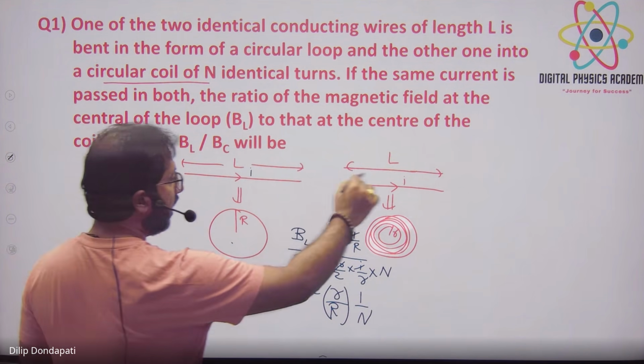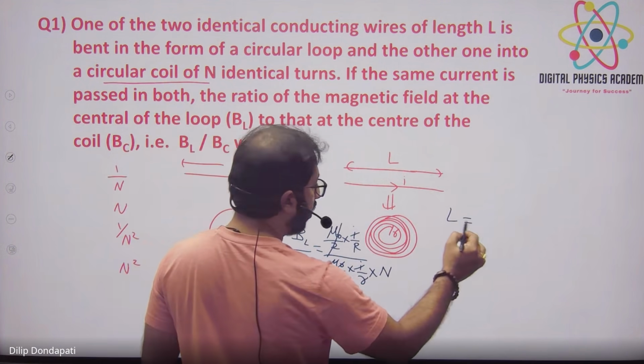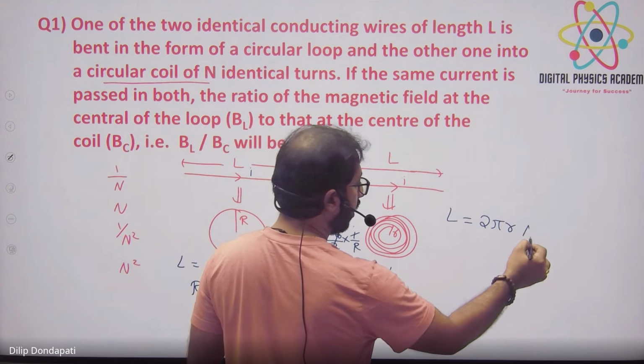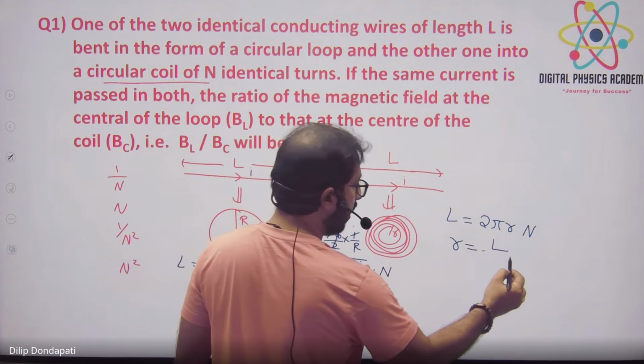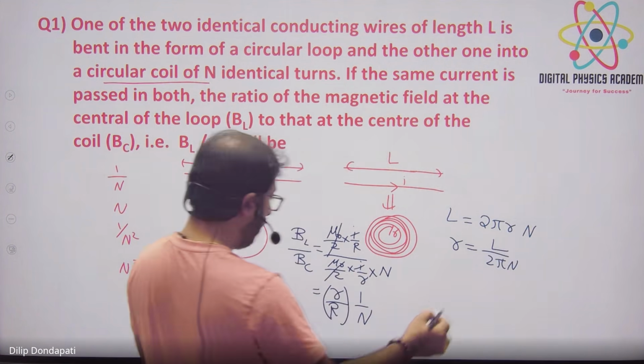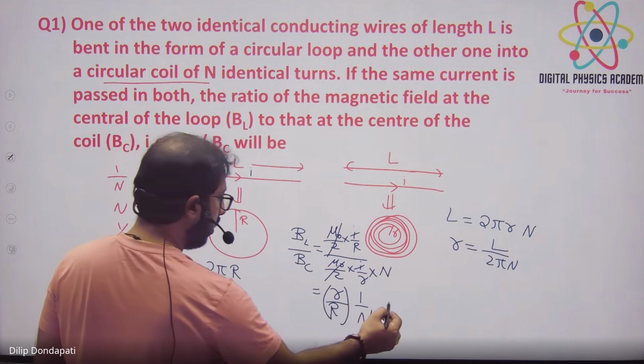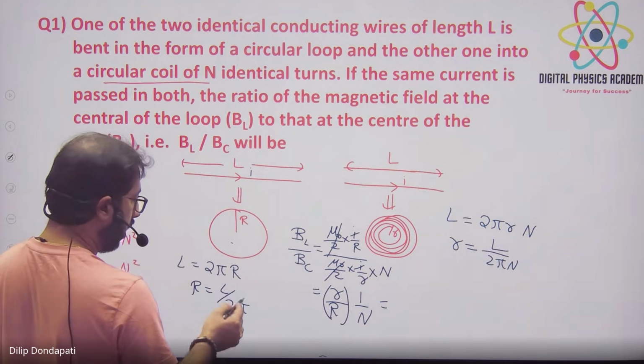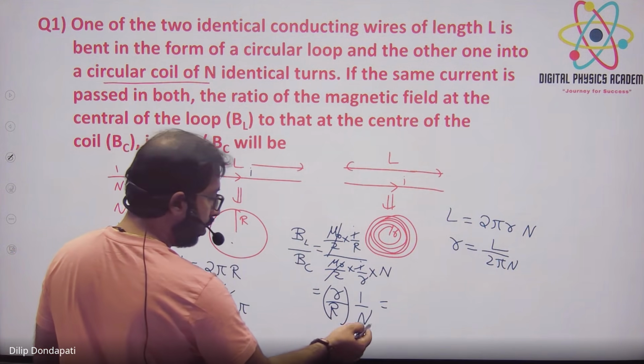Similarly, this length is converted to n number of turns, so 2 pi r times n. So therefore small r is equal to L by 2 pi n. Now if I substitute here, L by 2 pi n over L by 2 pi, L by 2 pi cancel. 1 by n into 1 by n, 1 by n square.